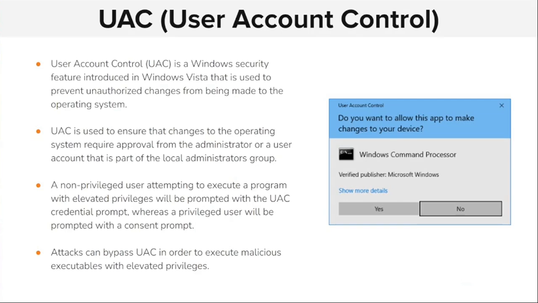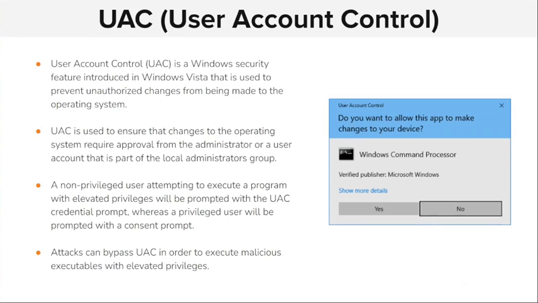When you want to run something with administrative privileges, you need to specify that, which is why on Windows you can right-click and run something as administrator. Otherwise, you're simply running as the standard user with the privileges of a standard user, even if you might be a local administrator. A non-privileged user attempting to execute a program with elevated privileges will be prompted with the UAC credential prompt.